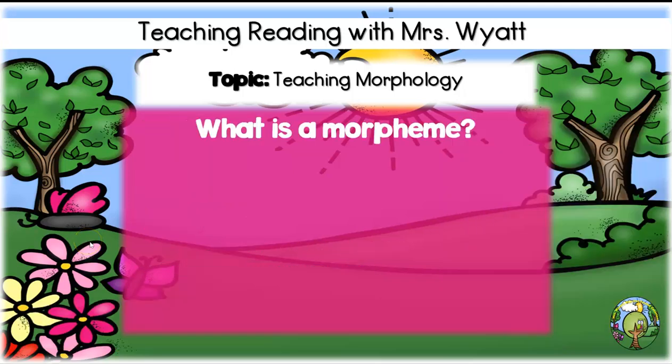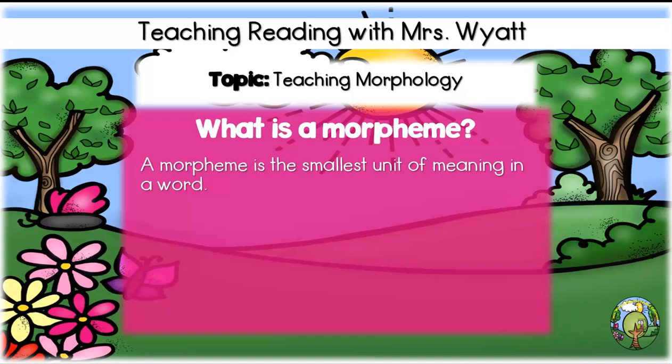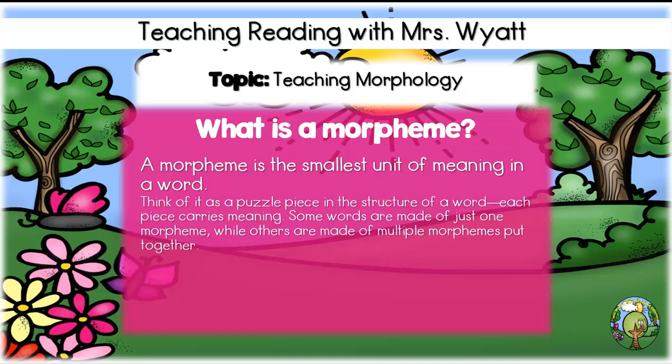So what is a morpheme? A morpheme is the smallest unit of meaning in a word. Think of it as a puzzle piece in the structure of a word, each piece carrying meaning. Some words are made up of just one morpheme, while others are made up of multiple morphemes put together.